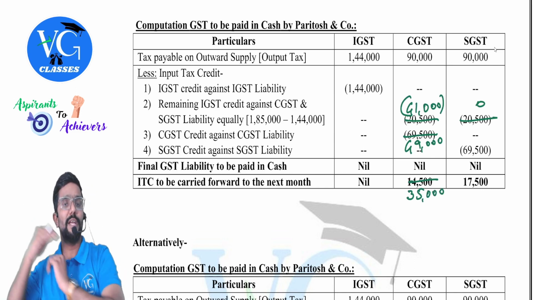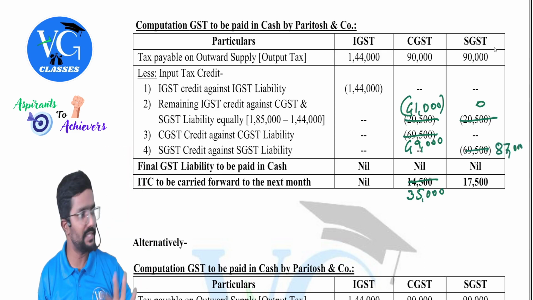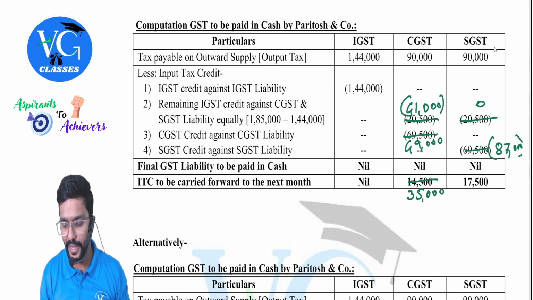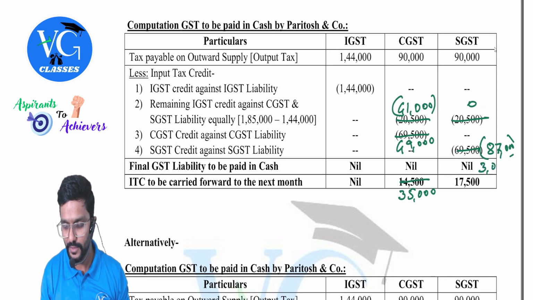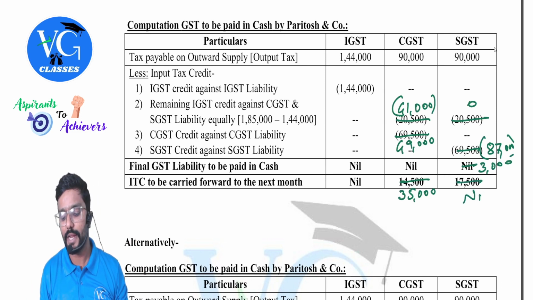35,000. Let me come to the last column. Here I will adjust 87,000. Whatever credit we have, I will adjust fully. Remaining, how much should I pay? 3,000. Sir, can I have any carry forward credit?